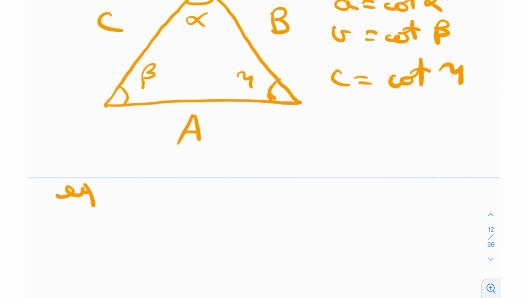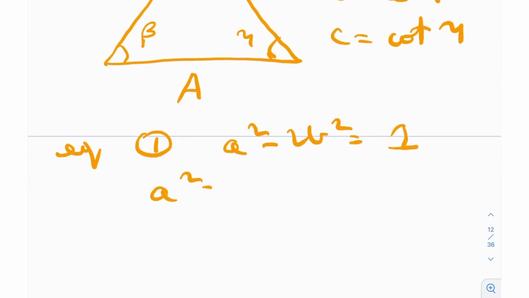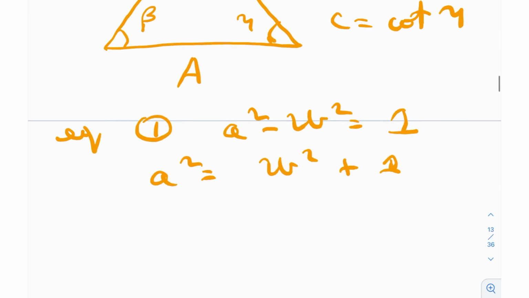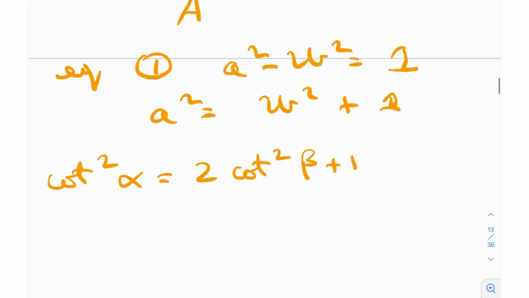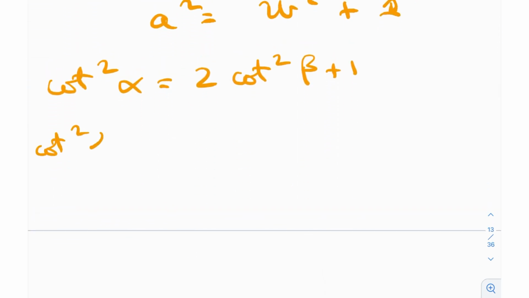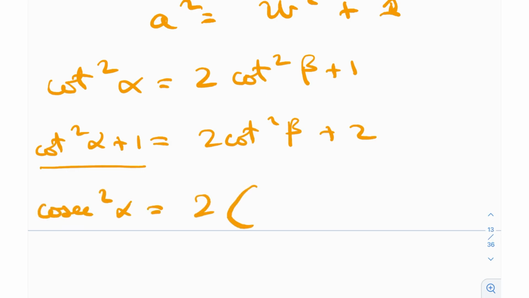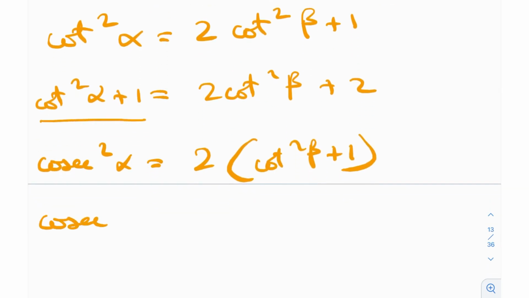Now, if you look at equation number 1, which I marked up top, it was A square minus 2B square is equal to 1. Or I can write A square is equal to 2B square plus 1. A square is cotangent square alpha, which is equal to twice cotangent square beta plus 1. And I can add 1 on both sides. Why do I do that? Because cotangent square theta plus 1 is cosecant square theta. So this becomes cosecant square alpha, and this becomes 2 times (cotangent square beta plus 1). So effectively, cosecant square alpha becomes twice cosecant square beta. Let me label that as equation number 4.